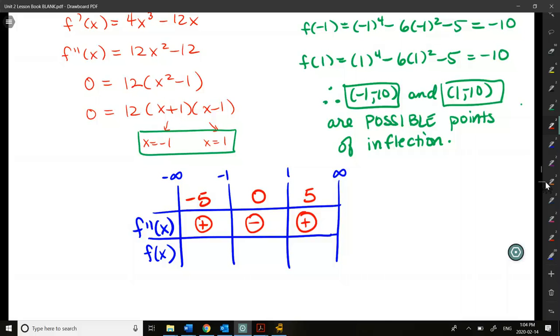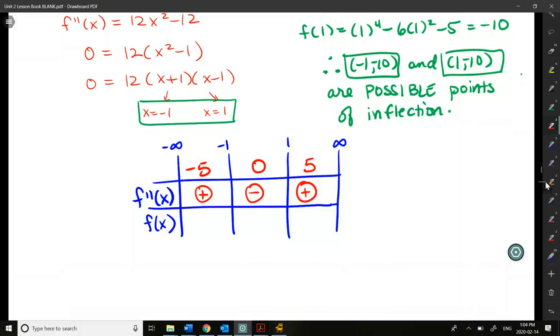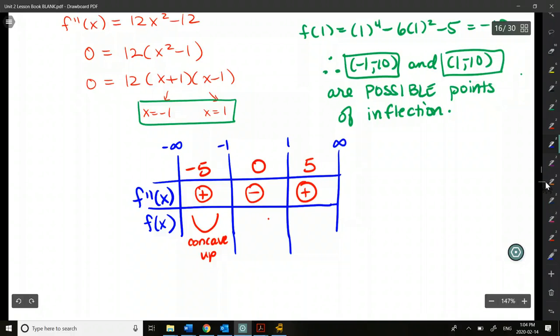Okay, now we're testing in the second derivative. This doesn't tell us about increasing and decreasing. This tells us about concave up and concave down. So we said positive second derivatives cause concave up or concave down? Concave up. So this section is concave up. Okay, same with the last section here. And then the negative section, this is going to be a concave down section.